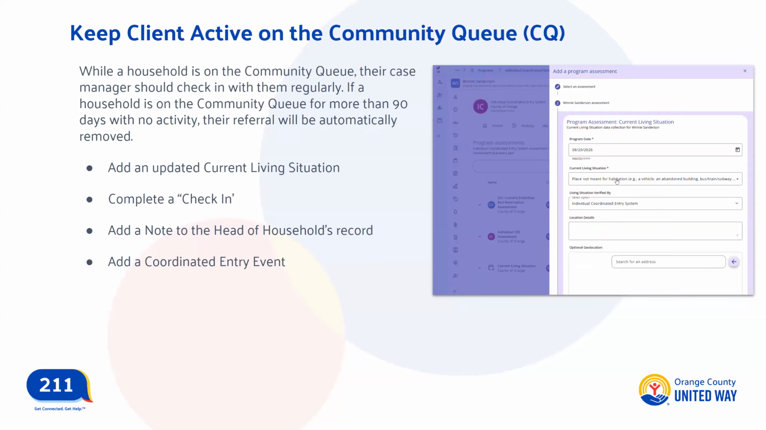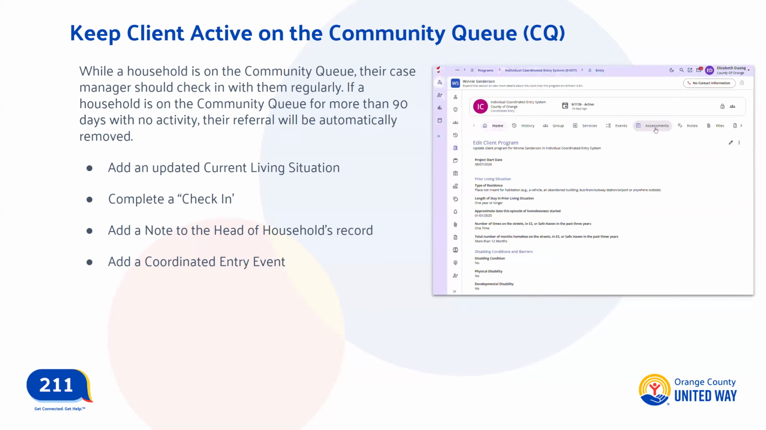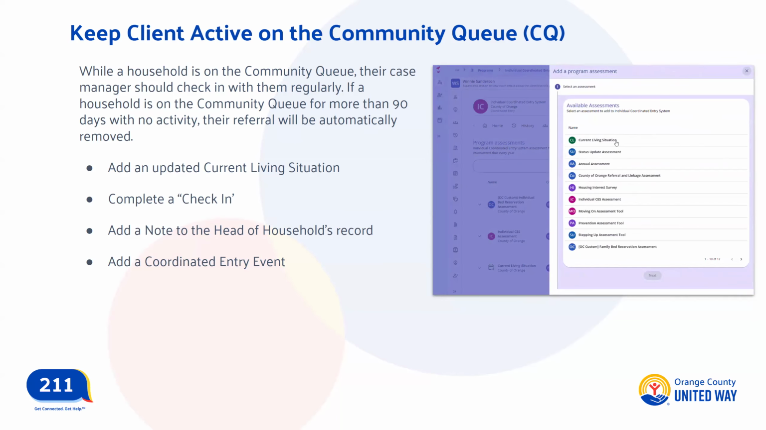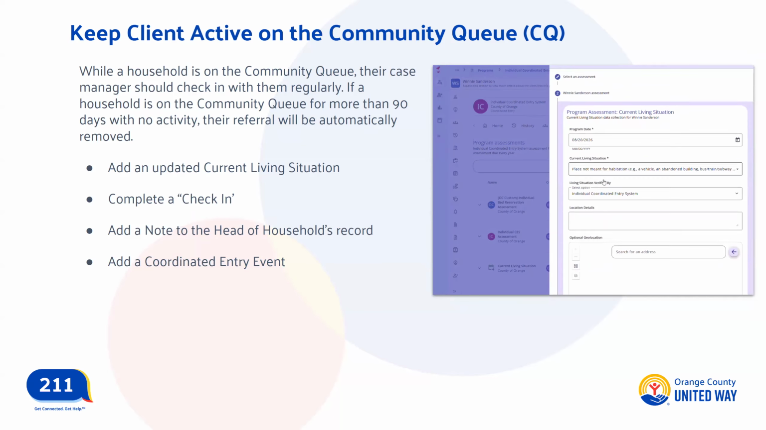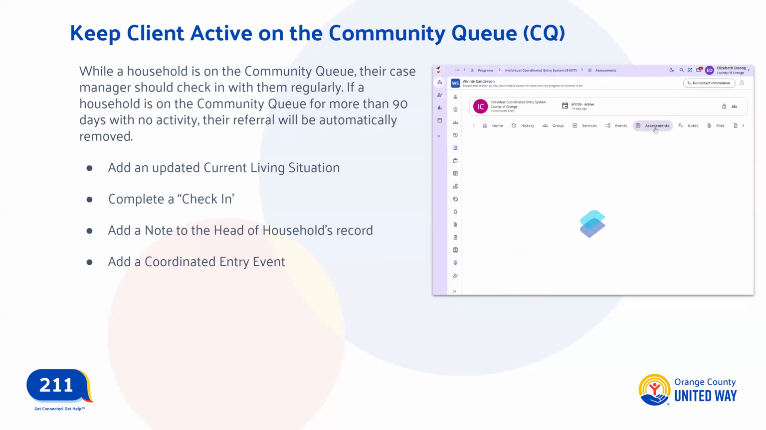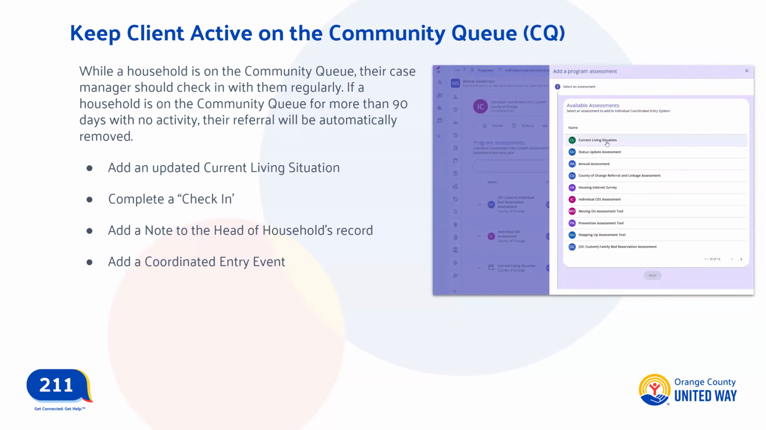But a reminder, you need to keep the client active on the community queue. While households are on the community queue, their case manager should check in with them regularly. If a household is on the community queue for more than 90 days with no activity, their referral will be automatically removed. So the following items are action items to keep the household active. You can add an updated current living situation, complete a check-in, add a note to the head of household record, or add a coordinated entry event.